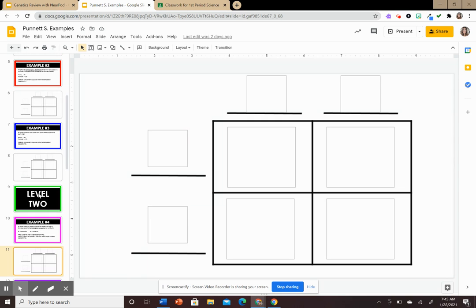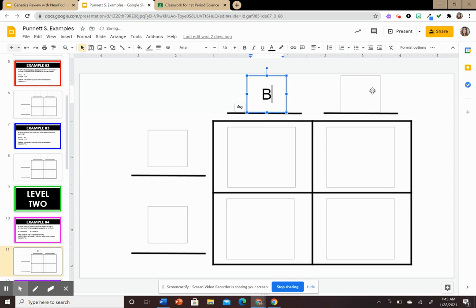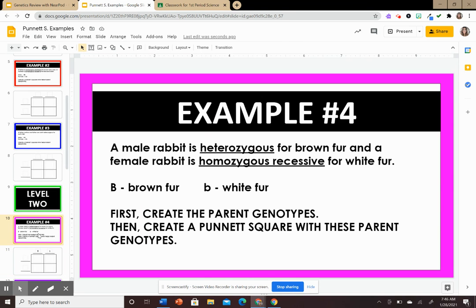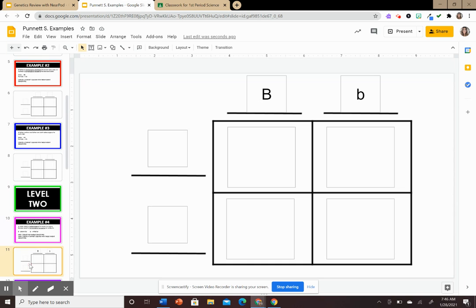So I'm going to go to the next slide, and I'm going to put in my male rabbit genotype. Big B, one from his mom, little b, one from his dad, right? That's what heterozygous means, 2 different ones. So we'll go back, and then we'll put in the female rabbit. The female rabbit is homozygous recessive. Well, I know homozygous means it's the same, and I know recessive is represented by a lowercase letter. So obviously this one is going to be little b, little b. She has 2 white fur alleles. So put the female right here and the other one right here.